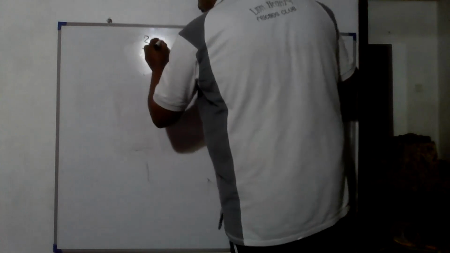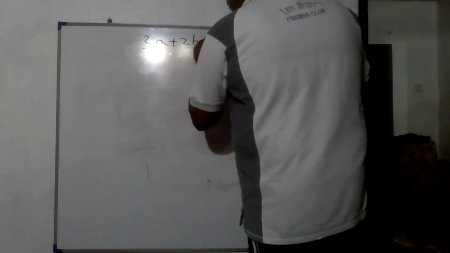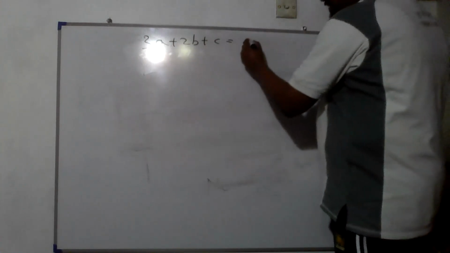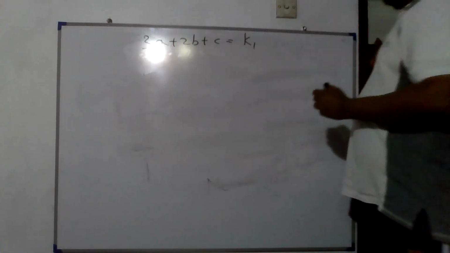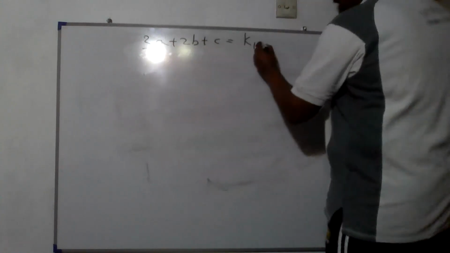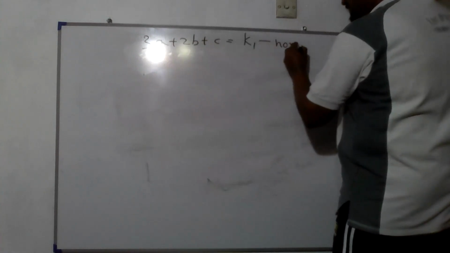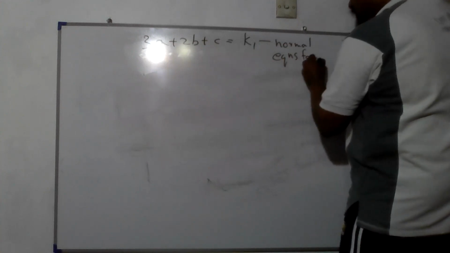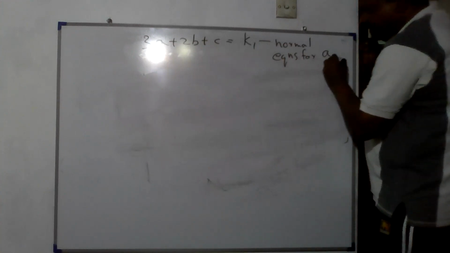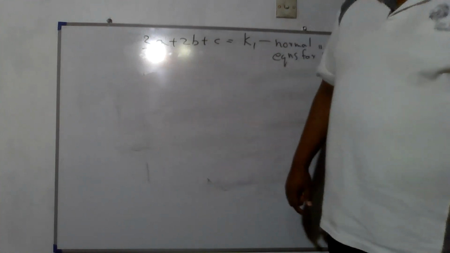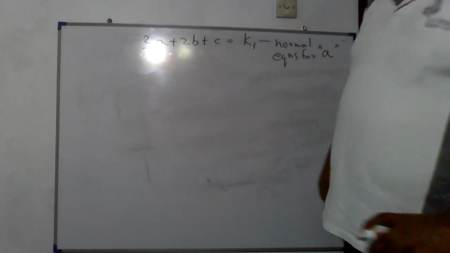And you will have these three equations. First one, we got 3a + 2b + c equals, so I will give a constant k1. The next equation, now this is the normal equation for variable a.